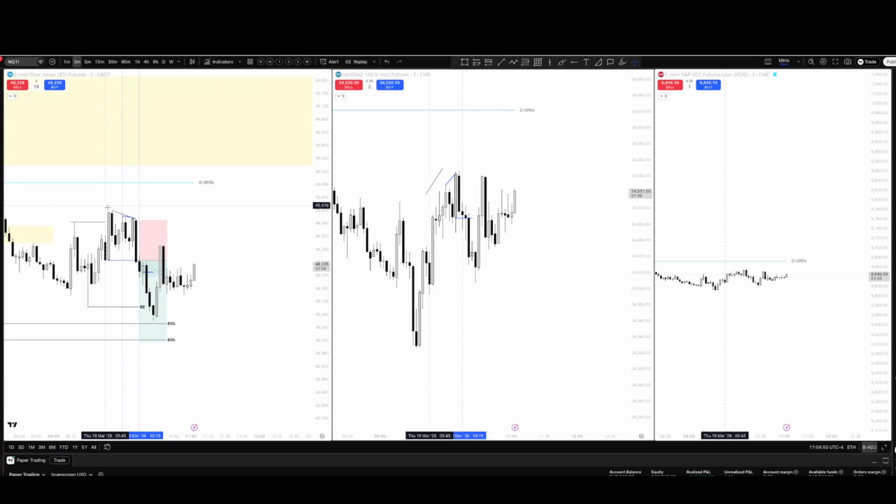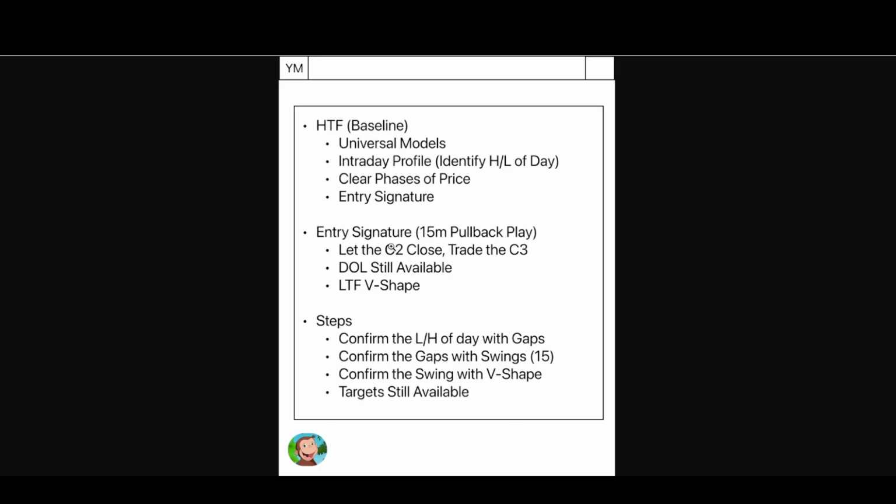We did have a protected high to go and trade away from as there were those SMTs. At first, I was a little hesitant because of the fact that they were kind of like stacked highs, but the SMT does protect them. Sorry, hold on, where are we? Entry signature, 15-minute pullback, was we let the C2 close. We did have an SMT C2, however we were trading within the 15-minute C4, or I mean technically it is the C3 because of the SMT. But with that being said, the draw on liquidity was still available and was very obvious.